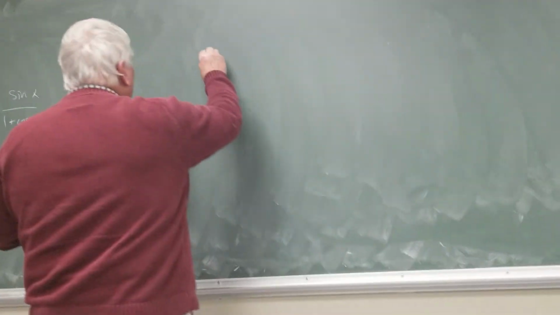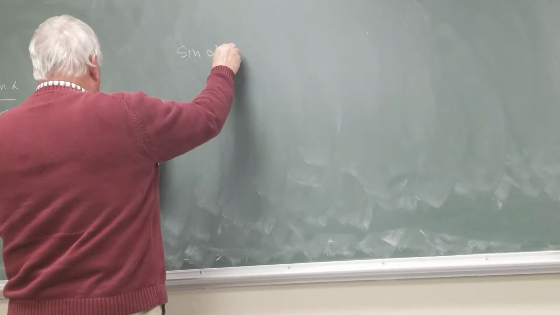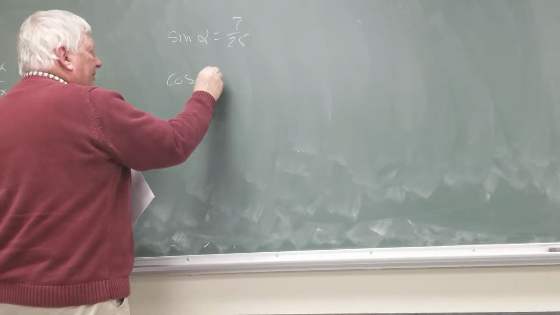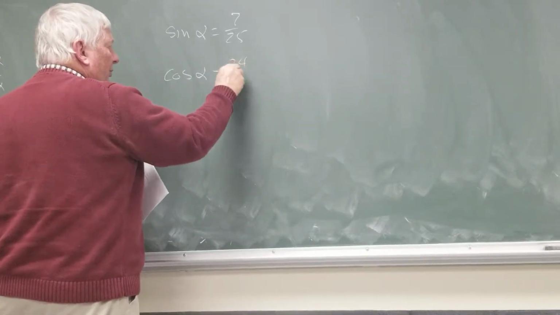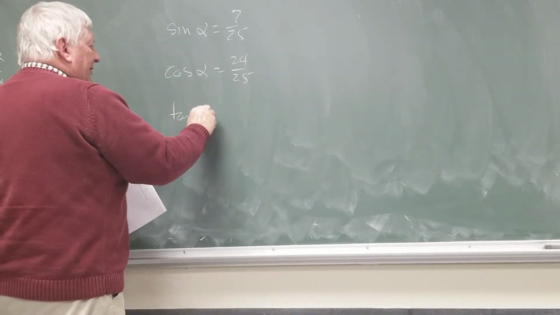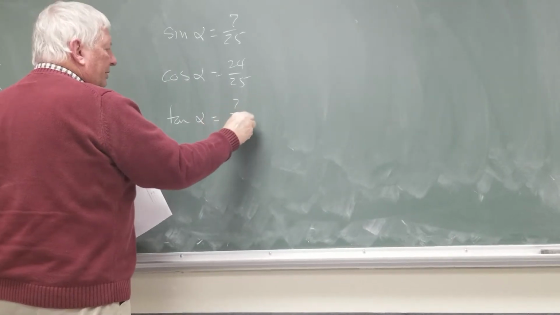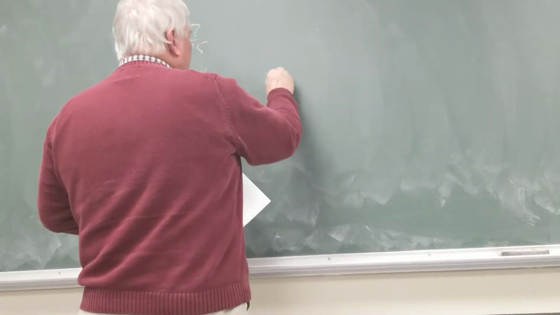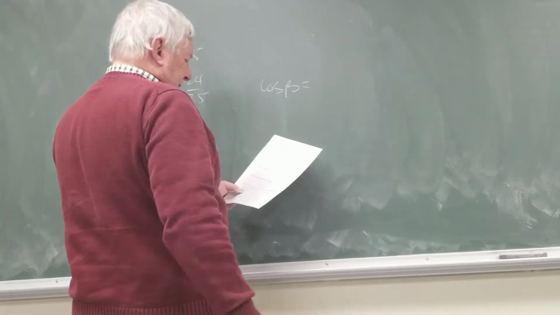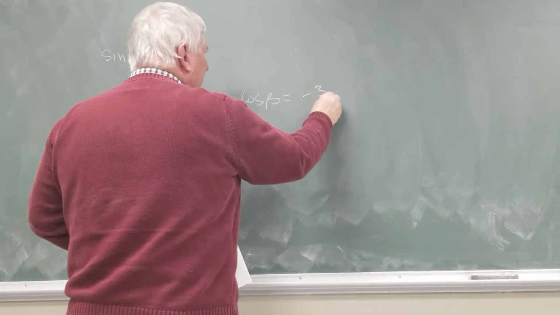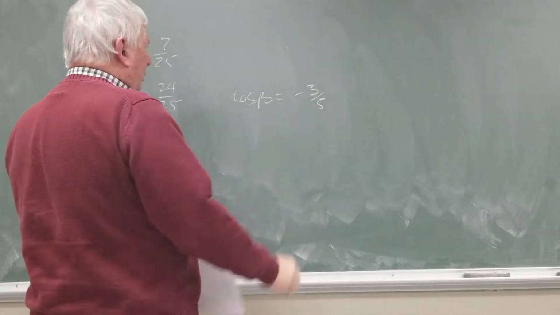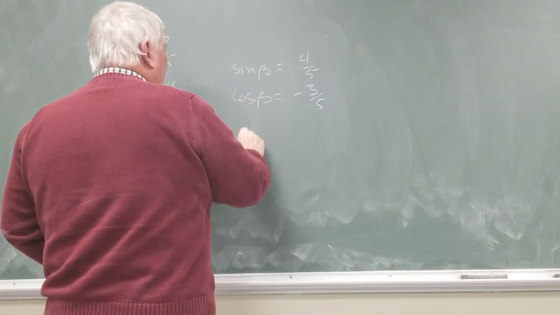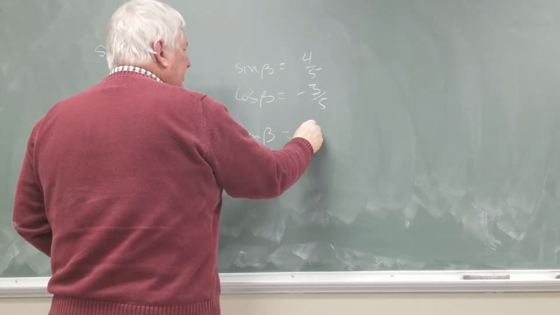So let's see. Sine alpha is 7/25. Cosine alpha is 24/25. Tangent of alpha is 7/24. Beta, let's see. The cosine of beta was given as -3/5. It's in the second quadrant. So the sine of beta is +4/5. And the tangent of beta is -4/3.